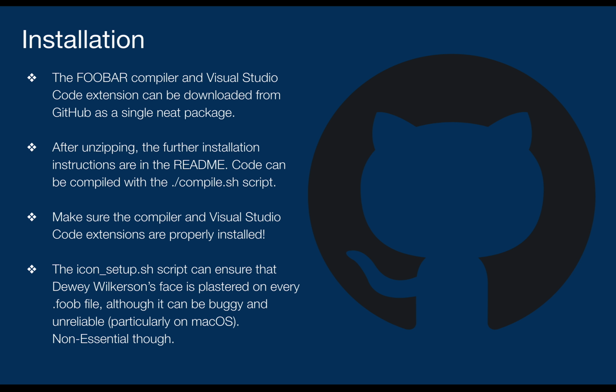To install FOOBAR, the compiler and an extension for Visual Studio Code can be downloaded from GitHub. They're in a single neat package in the repository. You're basically going to get a zip file. After you unzip that zip file, there are further installation instructions in the README, and you can compile your FOOBAR code using the compile.sh script. I'll show you that in just a second, don't worry.